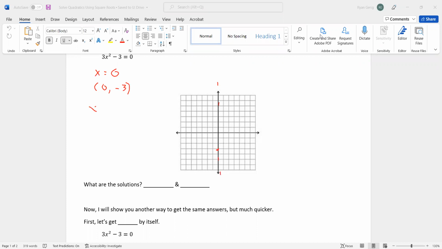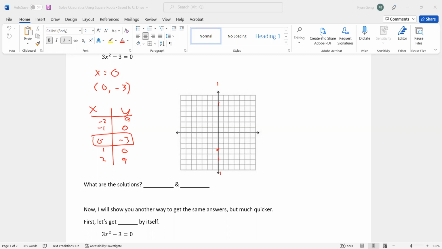Right? 0, -3 is the middle. -1, -2, 1 and 2. I'm going to do 1. So 1 squared is 1. 3 times 1 is 3. 3 minus 3 is 0, which means -1 is also 0. 2 squared is 4. 3 times 4 is 12. 12 minus 3 is 9.